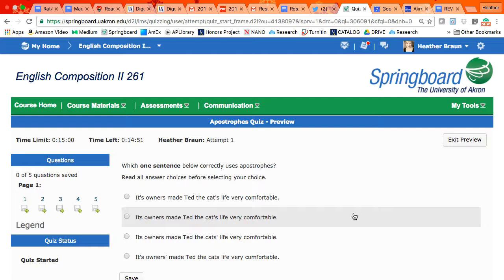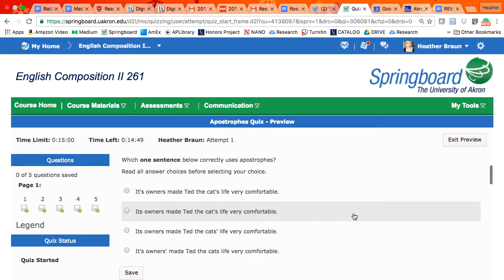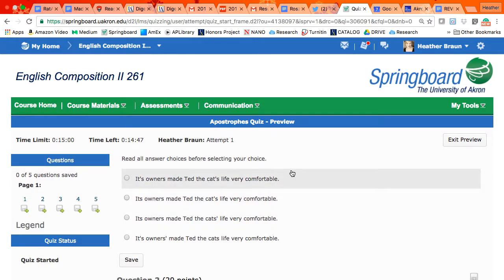Which of the following sentences is correct in terms of apostrophes? What you want to be asking with each choice is whether a contraction should be used or a possessive. A way to check that is to say the contraction out loud: "it is owners" doesn't make sense. So you can rule out any with contractions for this one.